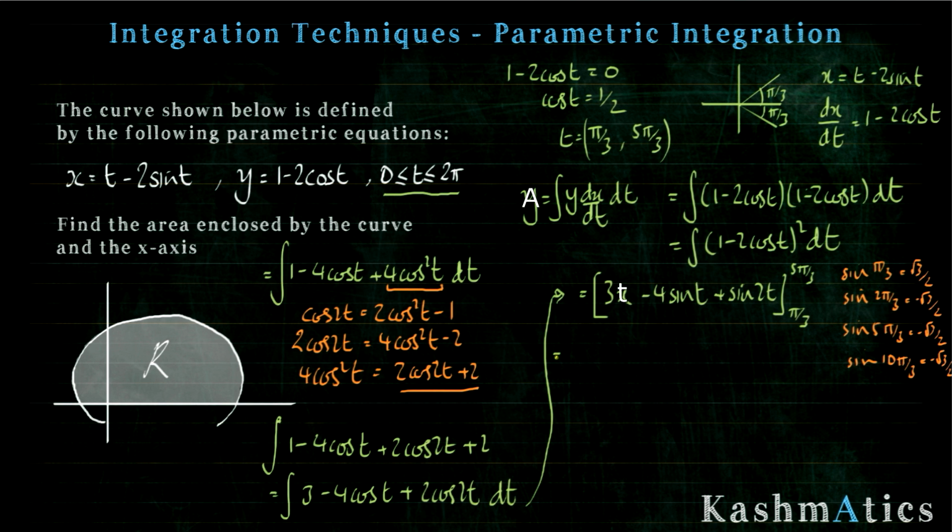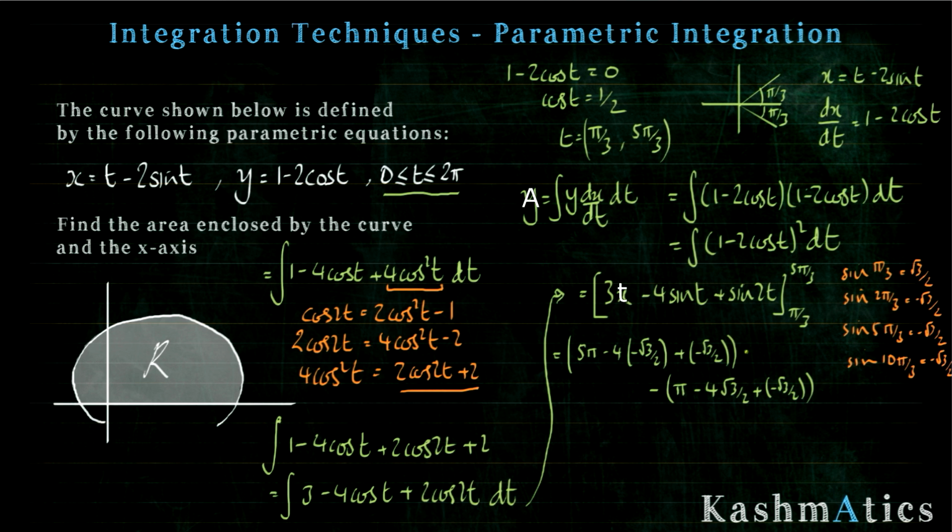So what I get is 3 times 5 pi over 3, which gives me 5 pi. Take away 4 times sine 5 pi over 3, which is minus root 3 over 2. Add sine of, now this is going to be 10 pi over 3, which is also minus root 3 over 2. So that's my first limit sorted. Now for my second limit, so this is going to be take away 3 times pi over 3, which is just pi. Take away 4 times sine pi over 3, which is just root 3 over 2, plus the sine of 2 pi over 3, which is minus root 3 over 2.